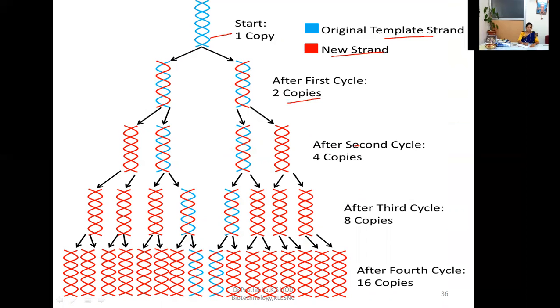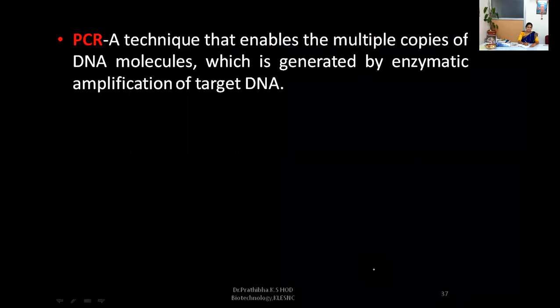Then each time this will separate. This will separate. This will separate again. From this, we'll get the 4 strands. From this again, we'll get the 4 strands. From this again, like that it goes on multiplying, and ultimately we'll be able to amplify the DNA molecule into many copies. I hope you understood here.